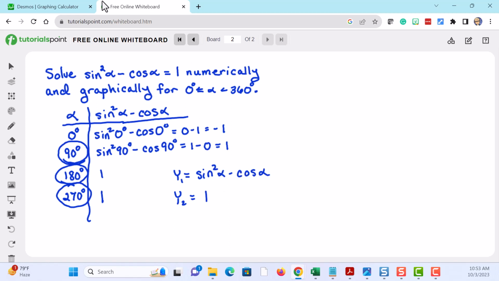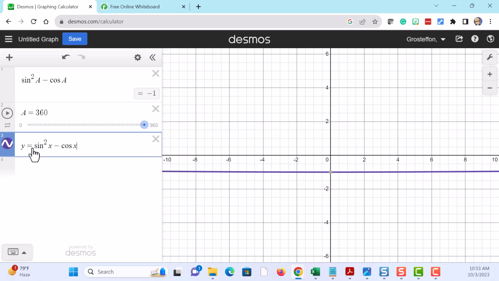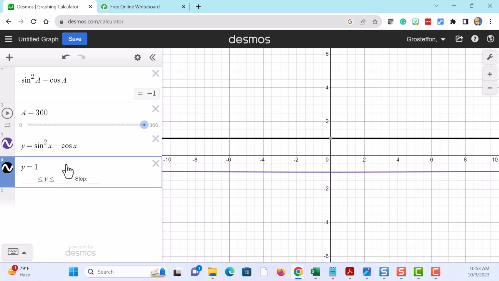So we're going to go back to Desmos. And I'm going to go ahead and enter y is equal to, in Desmos you want to enter y as a function of x, so I'm going to enter y equals sine squared x minus cosine of x. And for y2, I'm going to enter y is equal to 1. Now at first glance it would appear that these two graphs don't intersect each other, but the settings on my graph aren't conducive to finding all the solutions between 0 and 360 degrees.